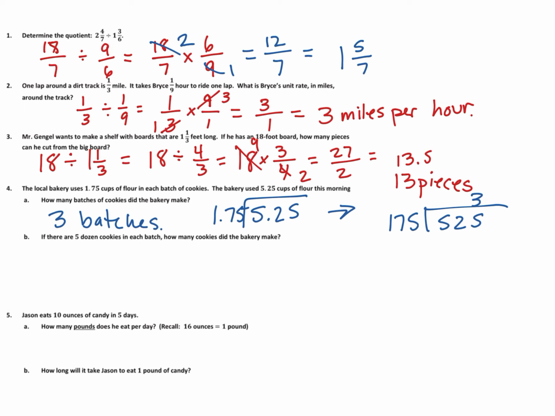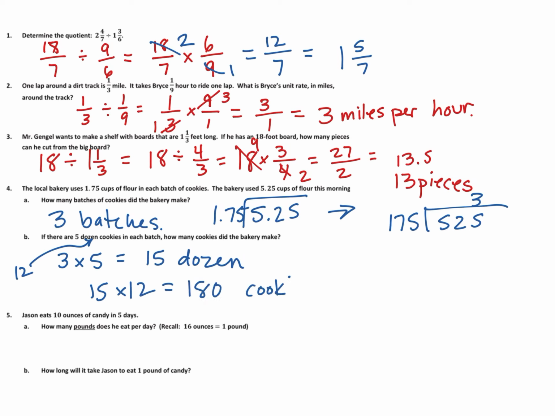If there are 5 dozen cookies in each batch, how many cookies did the bakery make? So each batch has 5 dozen, which means that that's 15 dozen. But to figure out how many cookies that is total, a dozen has 12 in it. So to figure out how many cookies, we take the 15 dozen and multiply it by the 12 cookies that are in a dozen, which is 180 cookies.